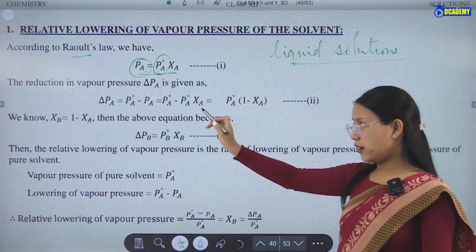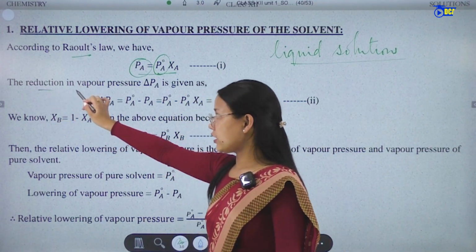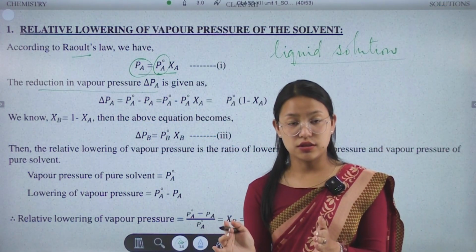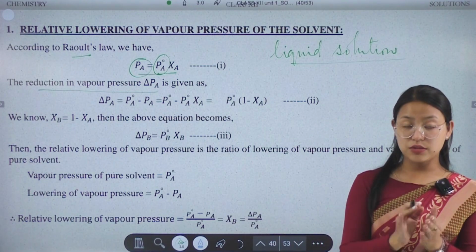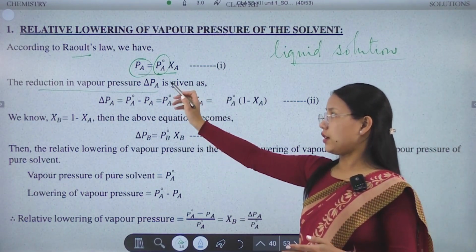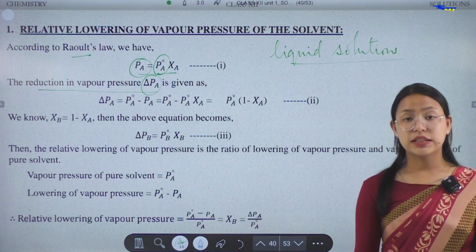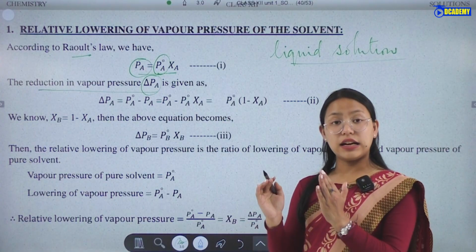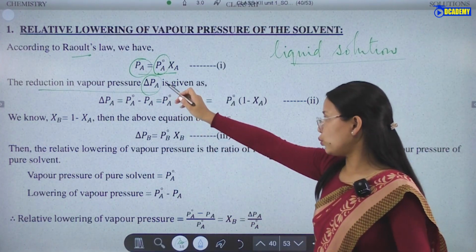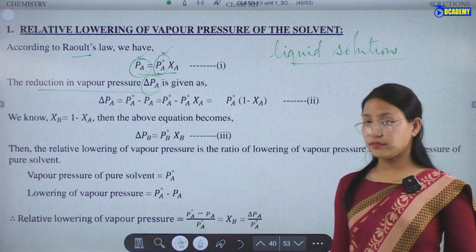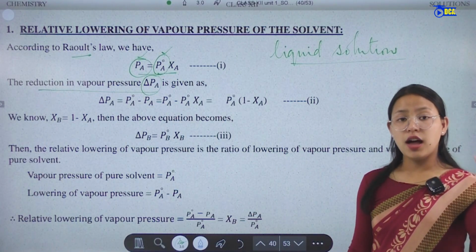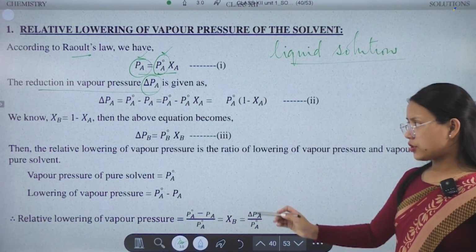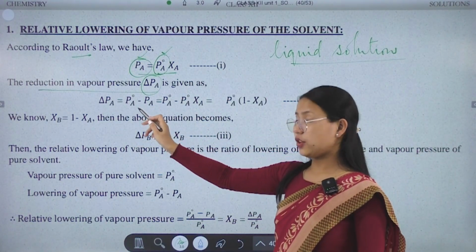Now here, we are talking about the reduction in vapor pressure. For reduction we will be getting the difference, that is, we subtract. So this is delta PA, because we are going to find out the difference between these two. One is the pure form and the other is the solution form. So here delta PA equal to PA naught minus PA.